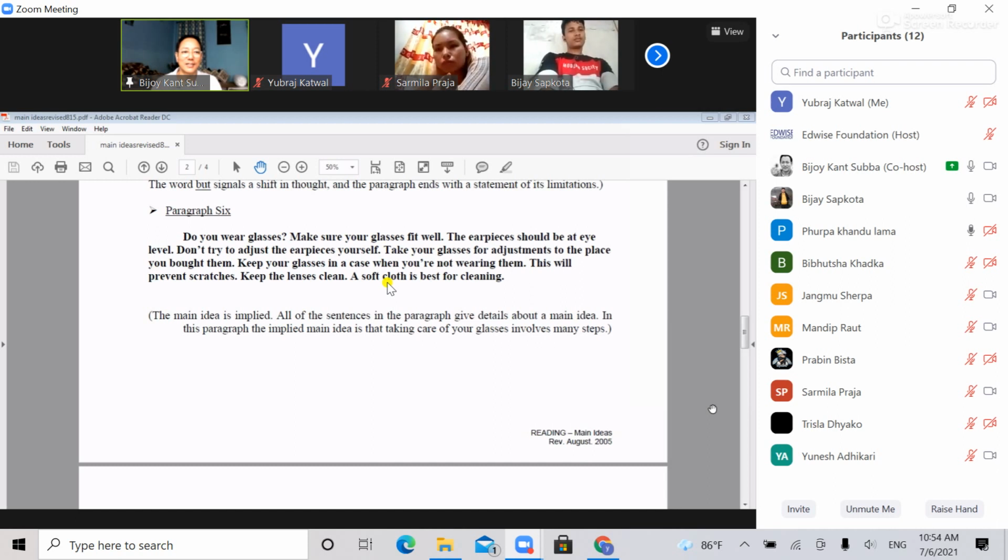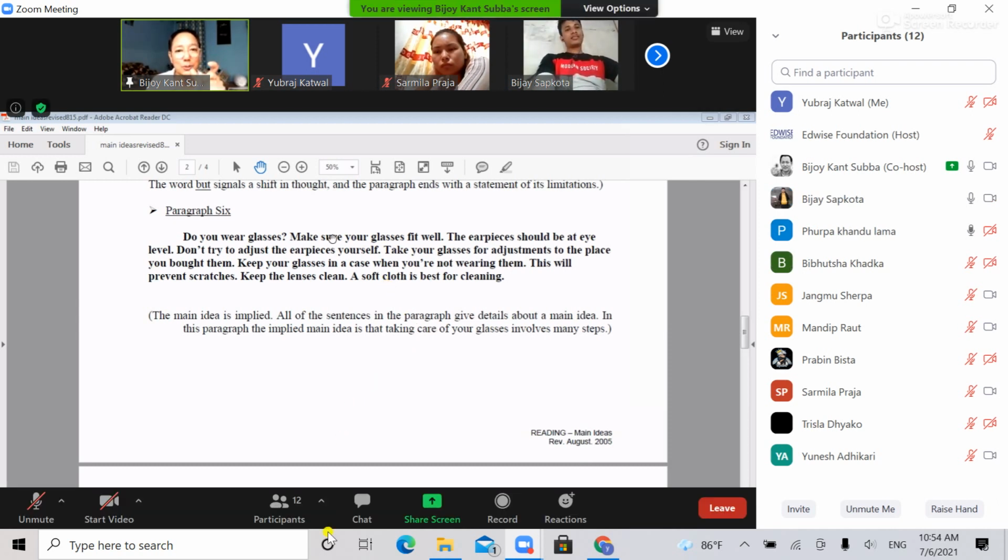Make sure your glasses fit. This cannot be the topic sentence. Make sure your glasses fit. A topic sentence has to combine words into one line about glasses. The fact is, actually, there are no topic sentences here. There is no topic sentence. A topic sentence is short and has its own idea, just like: Do you wear glasses?